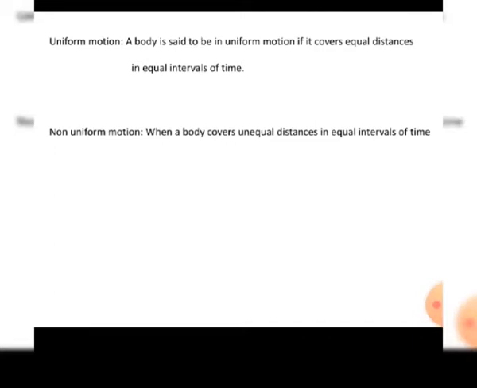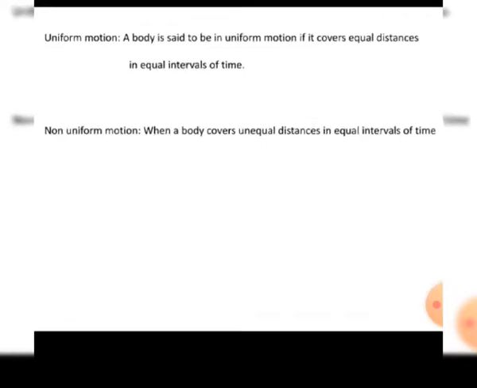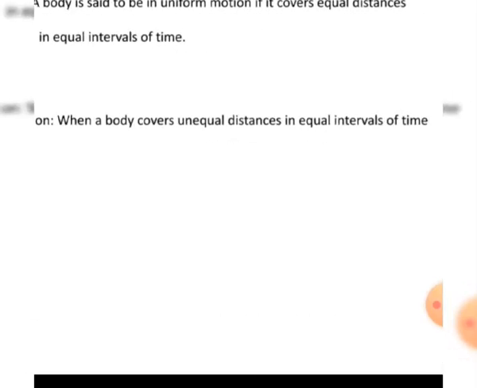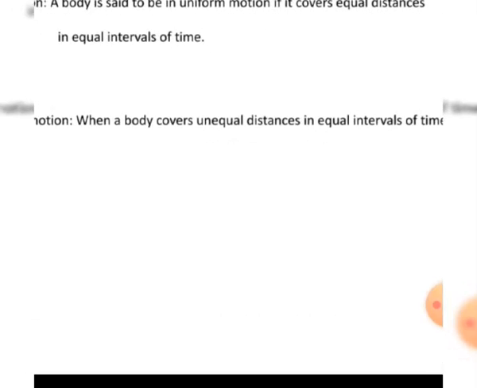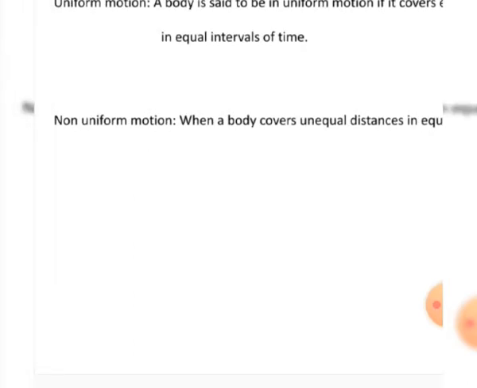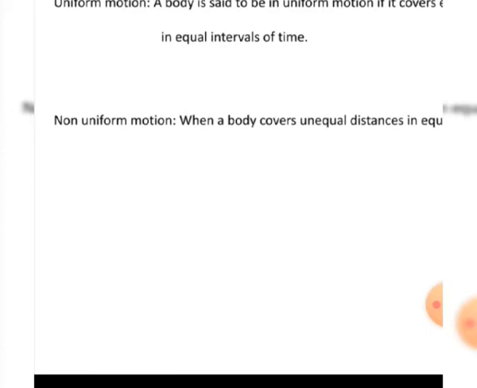In this we will discuss uniform motion and non-uniform motion. So what is uniform motion? A body is said to be in uniform motion if it covers equal distances in equal intervals of time. The term uniform means something which happens regularly, periodically.